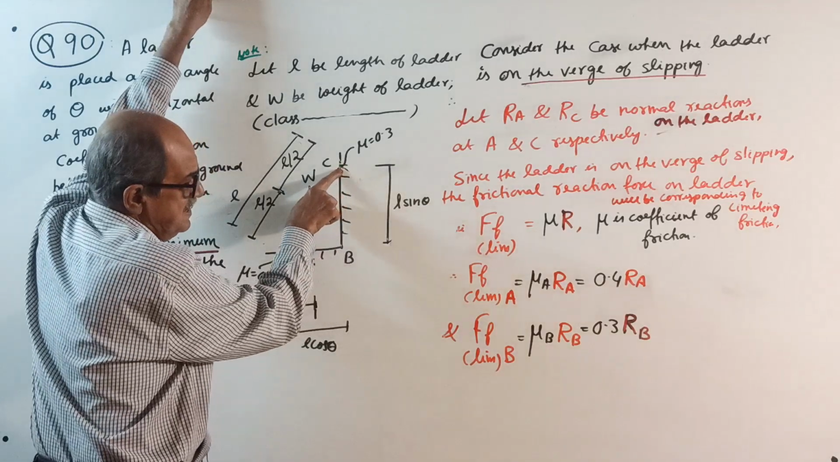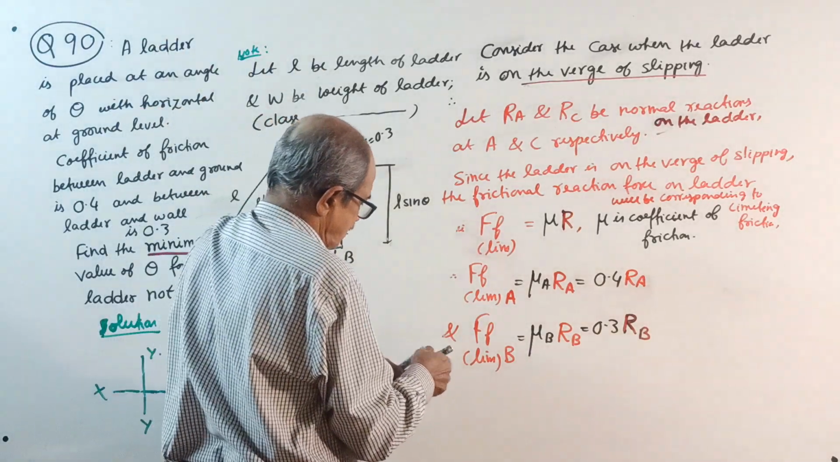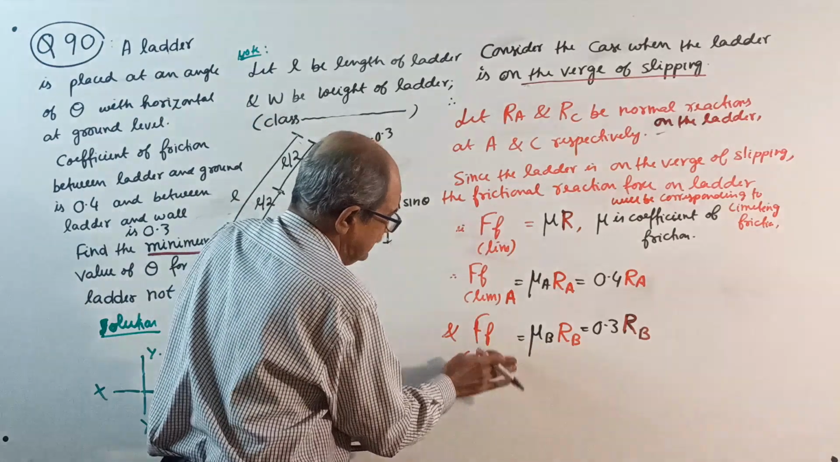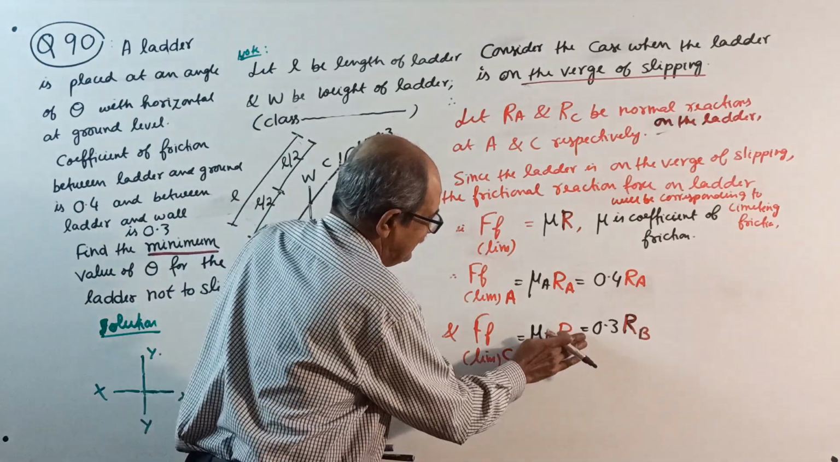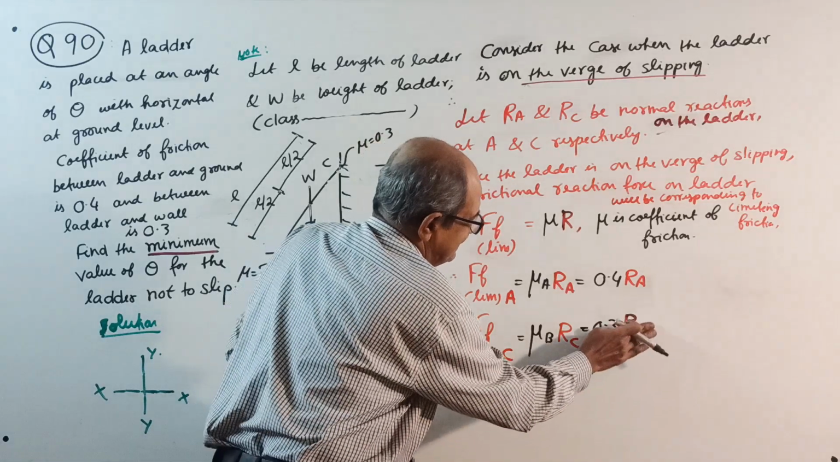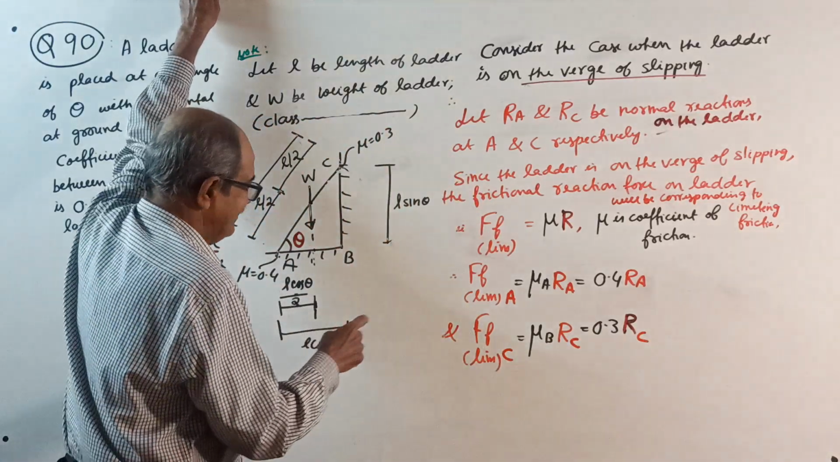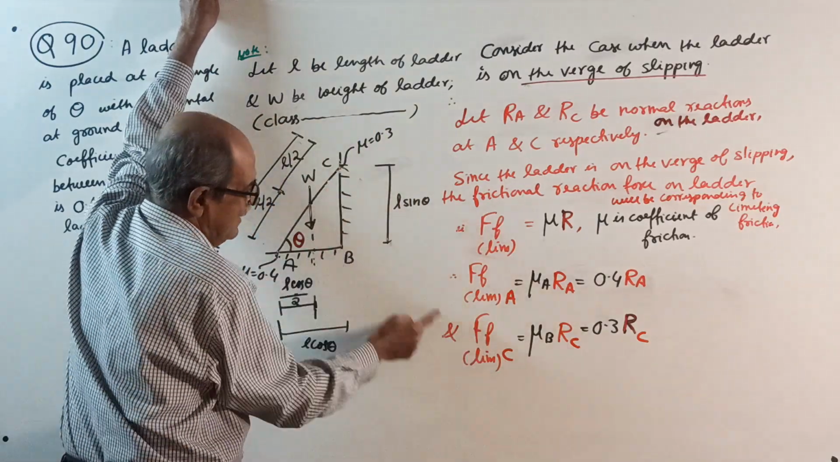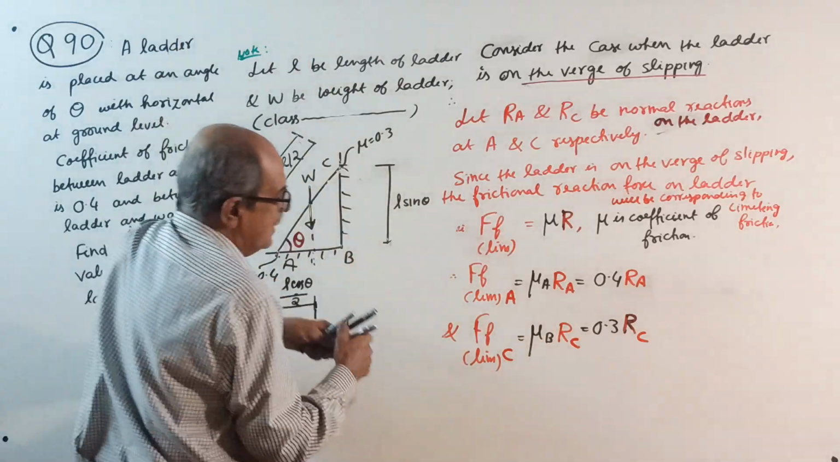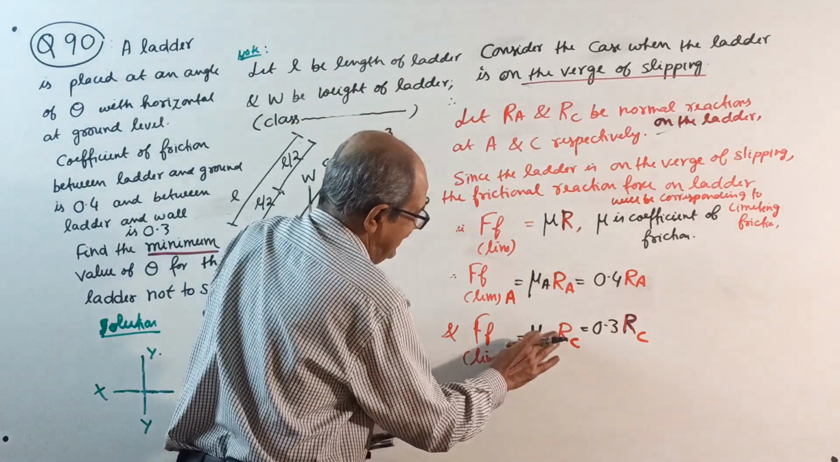F limit at C equals, it is not B, sorry, C. This ABC, sometimes a problem for me. Okay, RC. F limit at C is mu at C into RC. See here, mu at C.